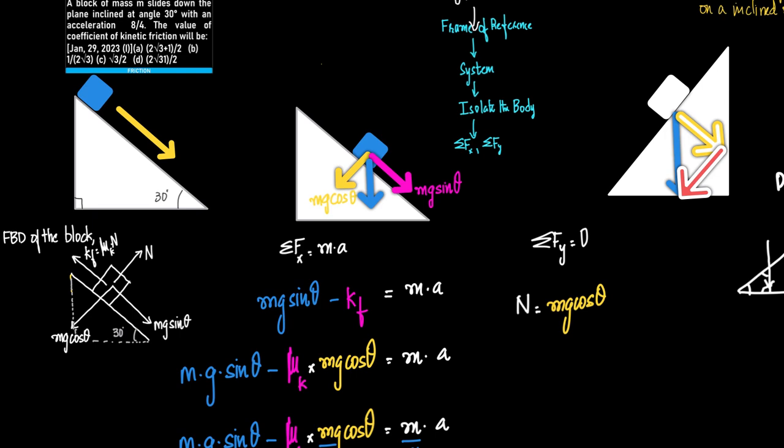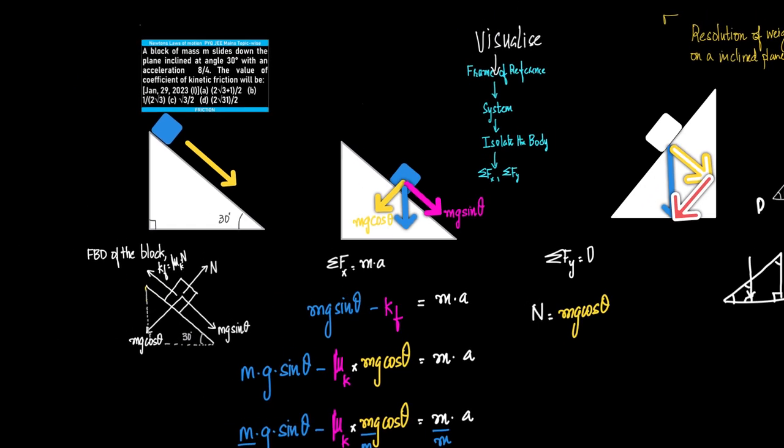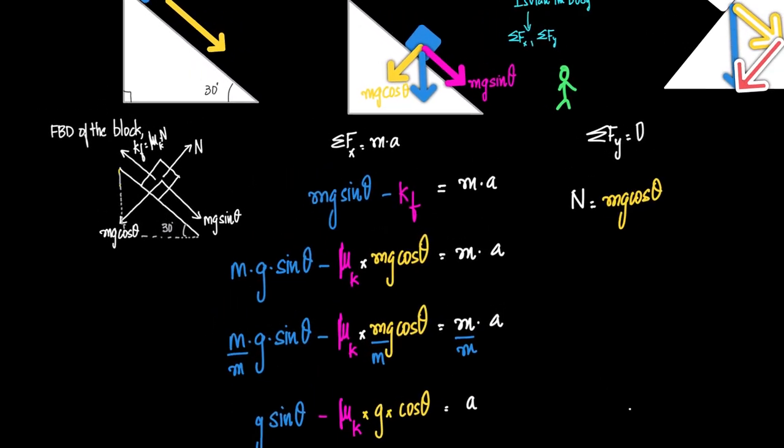Now coming to the given question here. The vertical component is mg cos theta. The horizontal component is mg sin theta. So we have visualized. We have set the frame of reference. I will choose it to be inertial frame of reference. And now let us find out the system. We have the overall system here. Let us isolate the body. I have isolated this body here. And then we go for sigma fx and sigma fy. Let us see how.